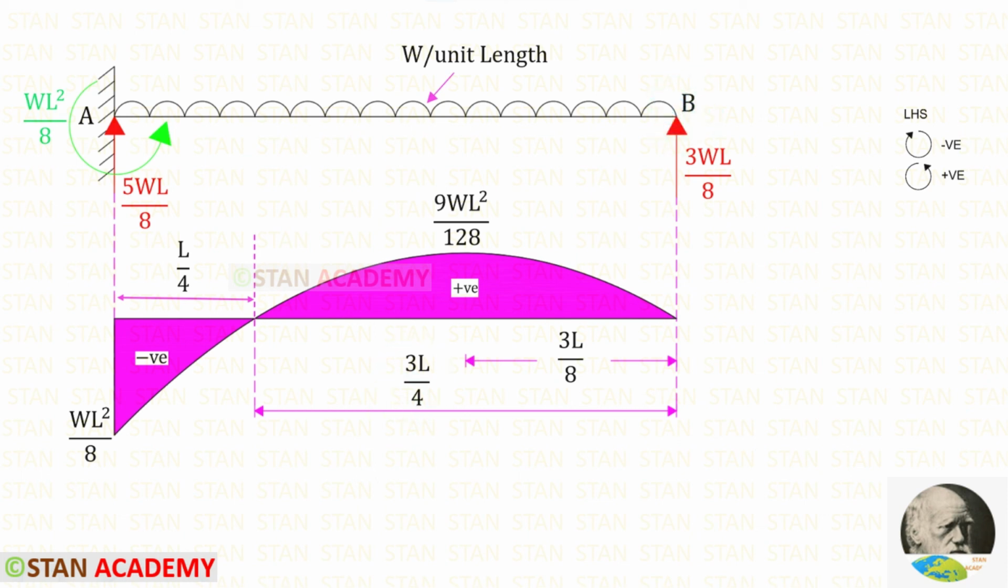Suppose we have to find the location of the point of contraflexure from the point A. We have to subtract 3L by 4 from L. When we do that, we will get L upon 4.